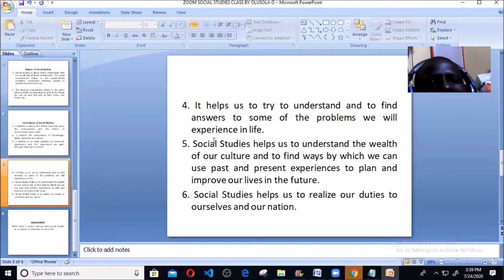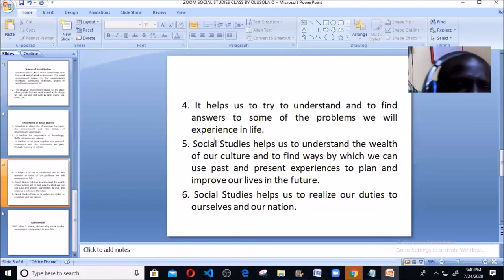But with these differences, we are able to work together in the same offices, in the same department, and even attend the same school. In fact, we have people who intermarry and they live well. So social studies teaches us how to understand these problems of life. There are a lot of problems in society today, but with sound knowledge of understanding society and man, we are able to resolve them and work together.